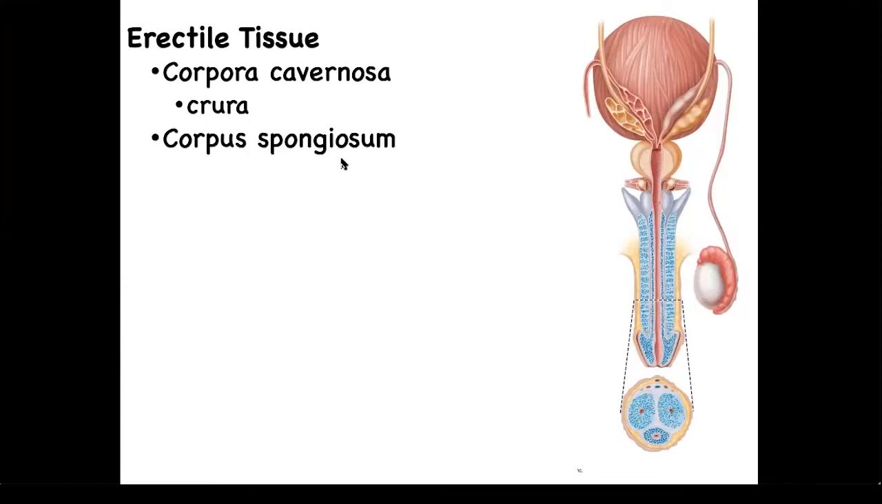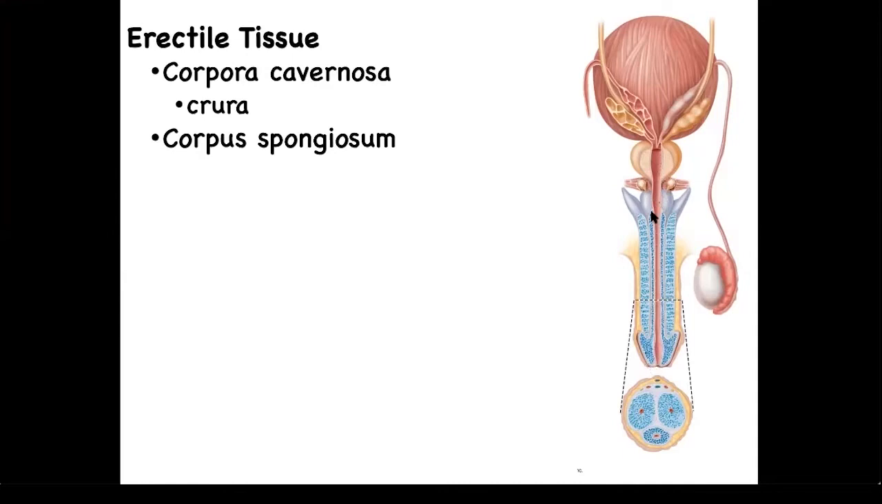The third column is the corpus spongiosum. In the cross section, this is the corpus spongiosum, and it surrounds the penile or spongy urethra. Recall that the urethra has three regions: the prostatic urethra going through the prostate, the intermediate urethra or membranous urethra going through the urogenital diaphragm, and the penile or spongy urethra going through the penis.